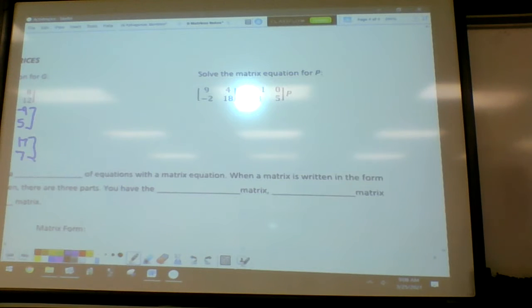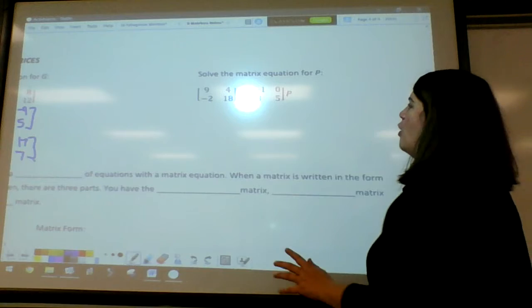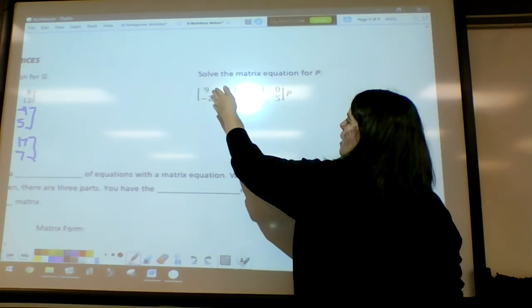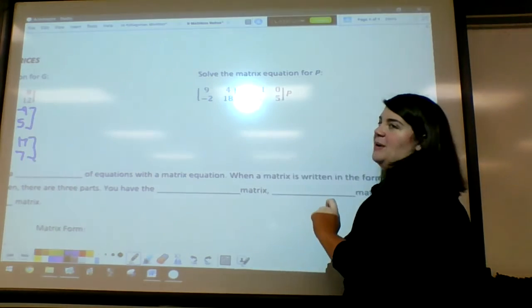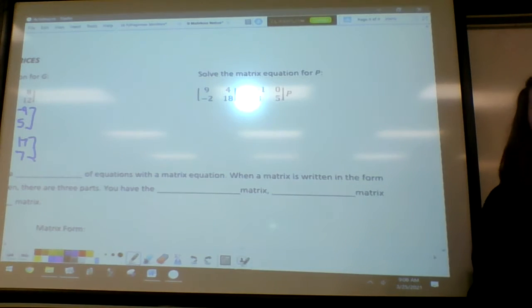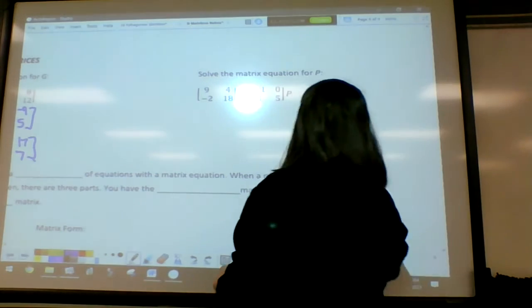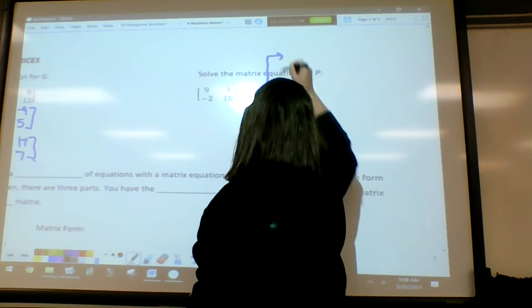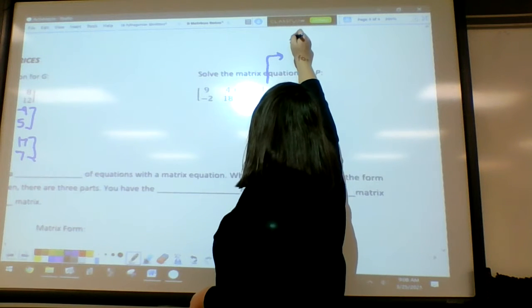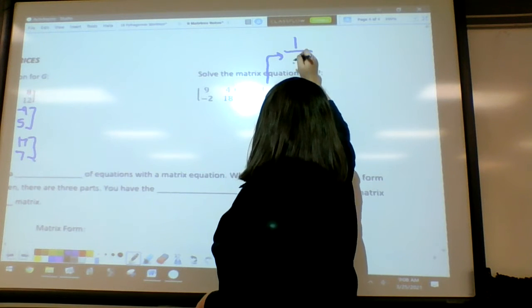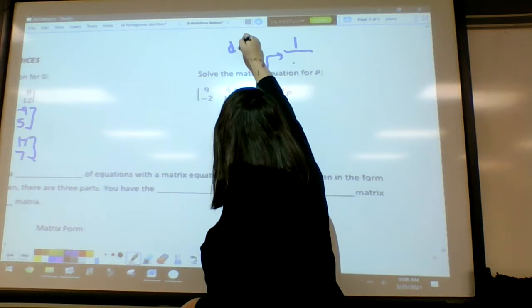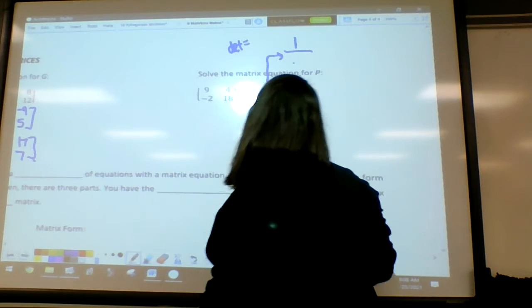So the first thing we're going to do is find the inverse, and I'm going to show you how we're going to use it, okay? So what matrix do we want the inverse of? The one that it's equal to, or the one that's being multiplied by P? The one that's being multiplied by P. So this matrix right here, you need to find its inverse. So start by finding the determinant, right? So what is the determinant of that matrix?